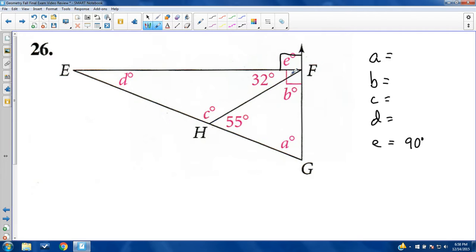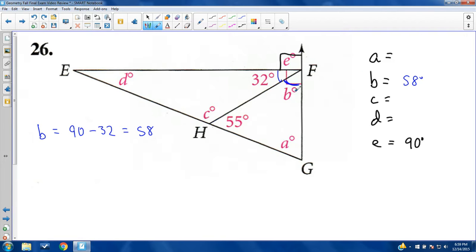E is 90 degrees here. Okay. So pretty simple to figure out there. I think B is kind of the next one to do because this is 32 degrees right here. And B and 32 are complementary to each other. You can tell because these both add to 90. So B is 90 minus 32, which is equal to 58. So B is 58 degrees.